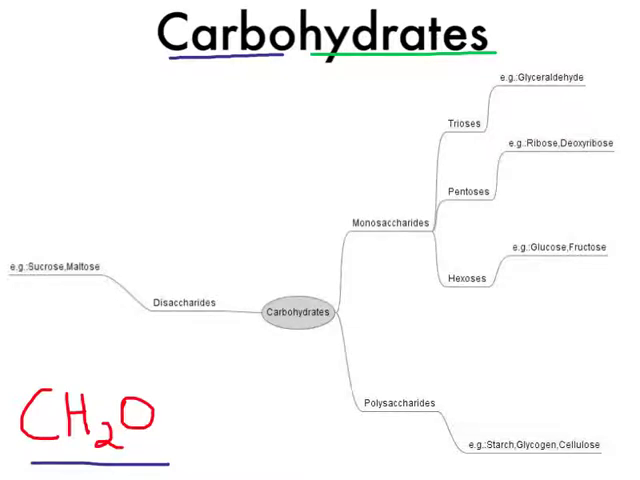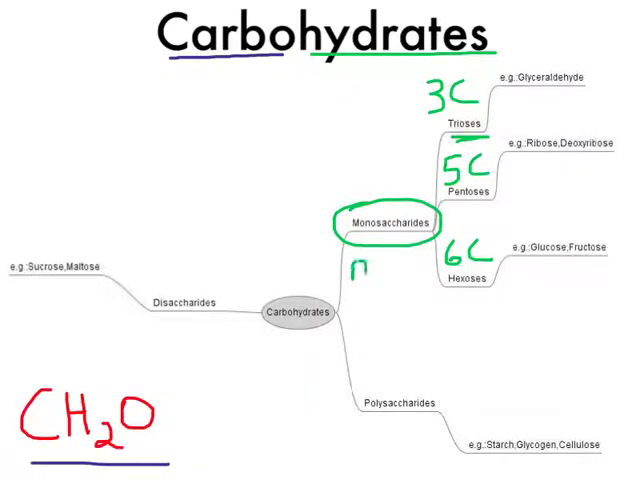Now, these particular carbohydrates right here, the trioses, are 3-carbon sugars. These ones, the pentoses, are 5-carbon sugars, and the hexoses are 6-carbon sugars. And those 3 groups of sugars, the trioses, pentoses, and hexoses, make up a group of sugars called monosaccharides. Now, from our understanding of macromolecules, or polymers, monosaccharides are the monomers. They're the monomers of carbohydrates.